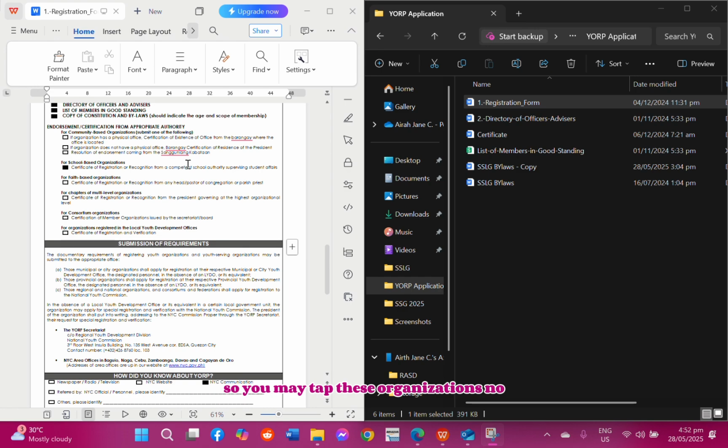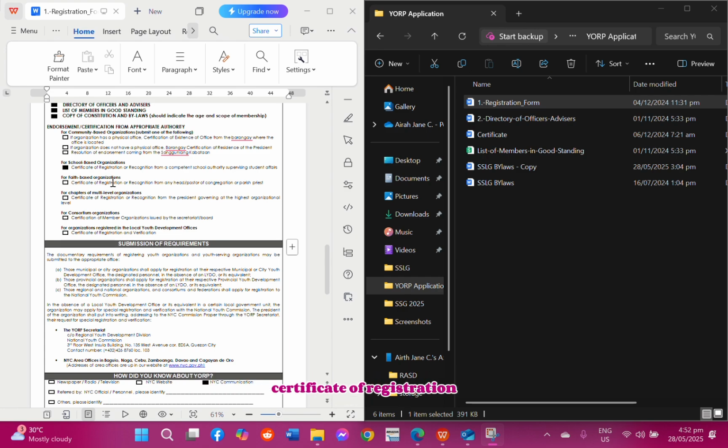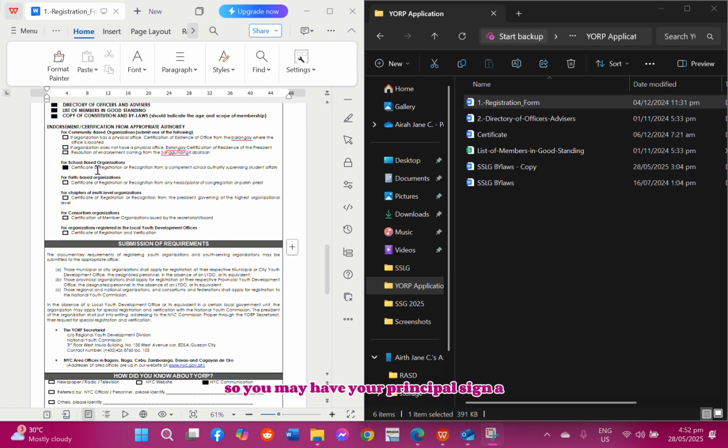So you may tap these organizations and ask for their certification or endorsement. But if you're registering your SSLG, which is a school organization, you may have one of the following: certificate of registration or recognition from a competent school authority supervising students' affairs, which is mostly what is accessible to school-based organizations. So you may have your principal sign a recognition of your organization. So this is to certify that the Supreme Secondary Learner Government of Barobo National High School is a duly recognized organization. The likes.